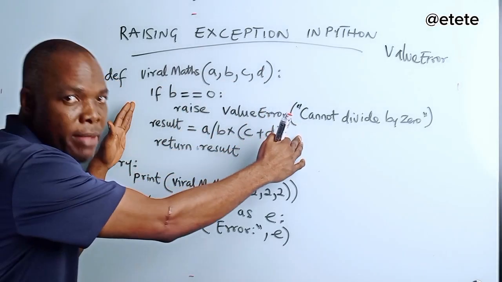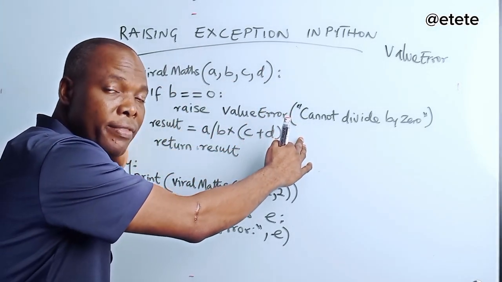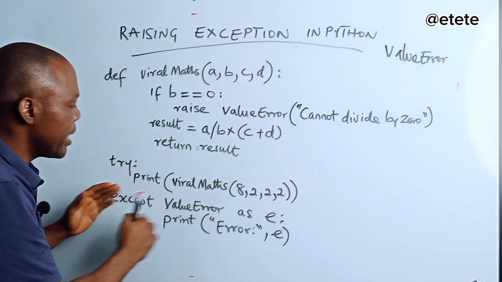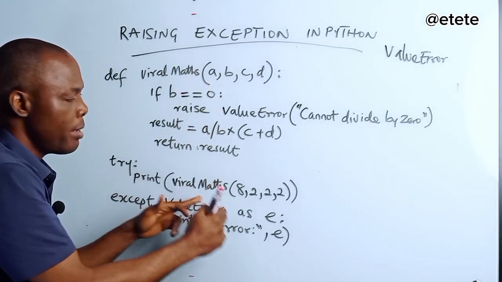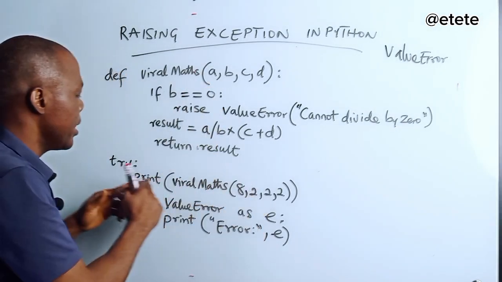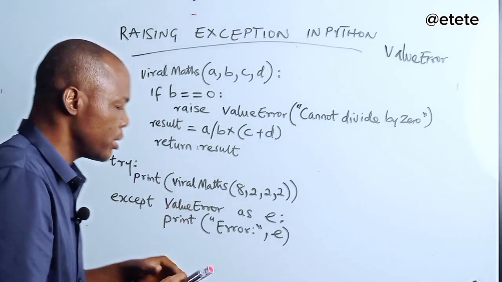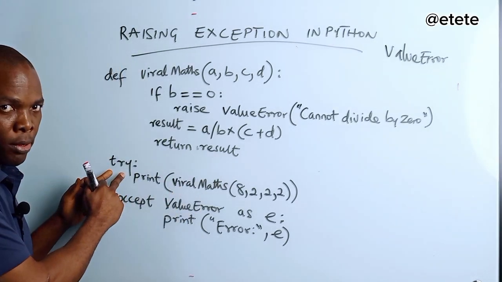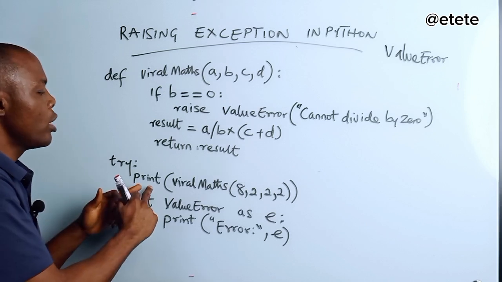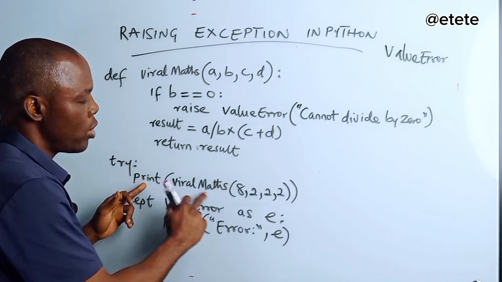So now I've defined my function. And then I'm going to call this function by supplying these parameters to it. But I want to be able to catch the error and then display it on the screen. So I'm passing it into my try except block. So here I'm calling my function. I call the function.